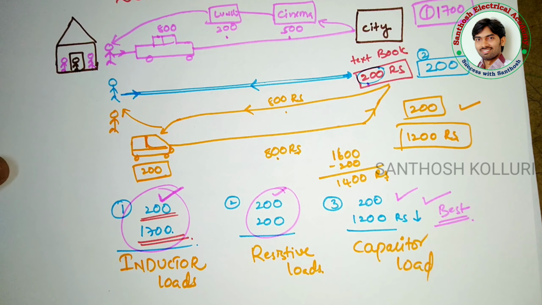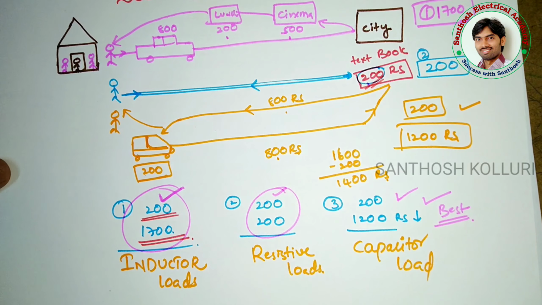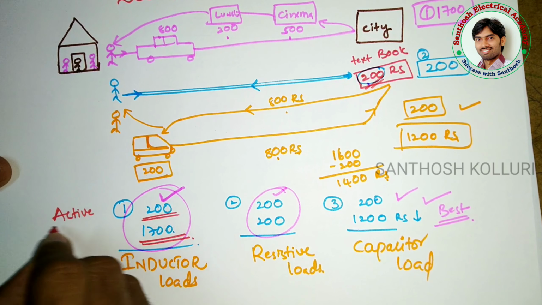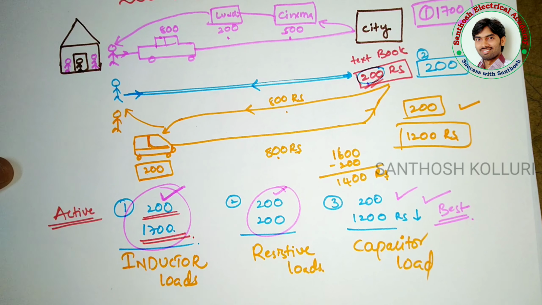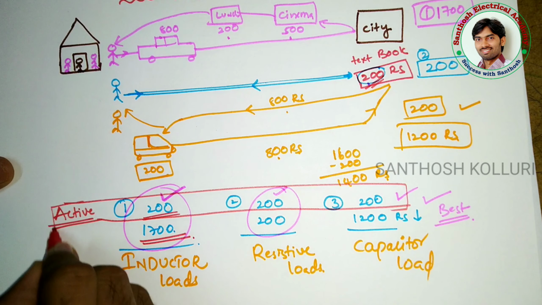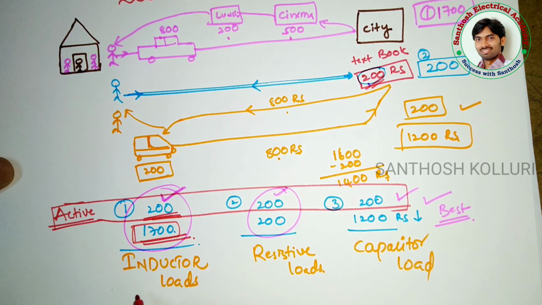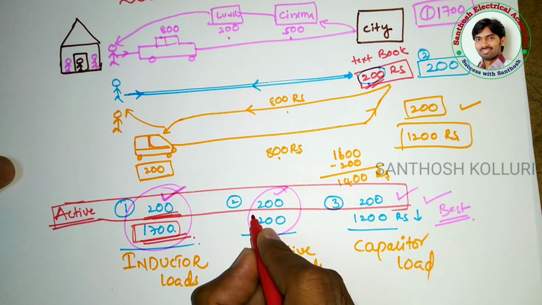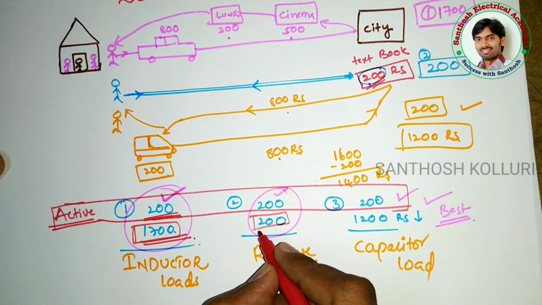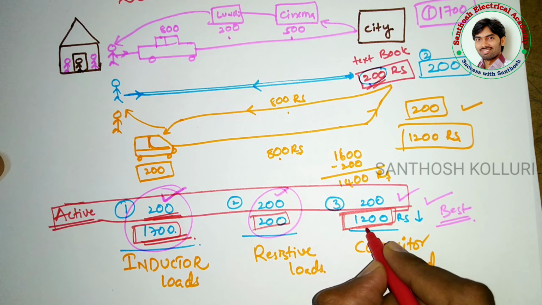In this case, what is our intention? Our main intention is to buy the textbook worth 200 rupees. This is called active power, which we require. Active power of 200 rupees is common for all the loads. To get that active power of 200 rupees, in one situation I am spending 1700 rupees. In the second situation, I am not spending any rupee more than the textbook cost. And in the other case, I am earning money in reverse.